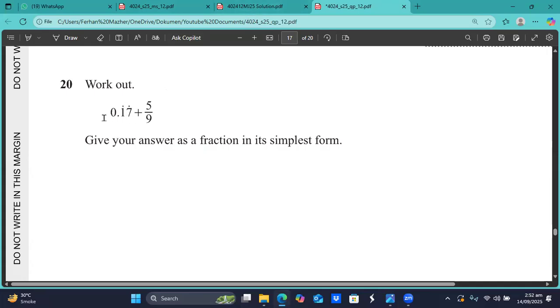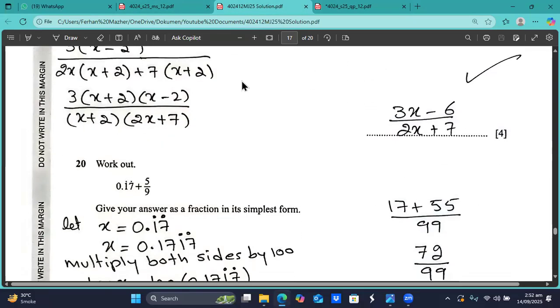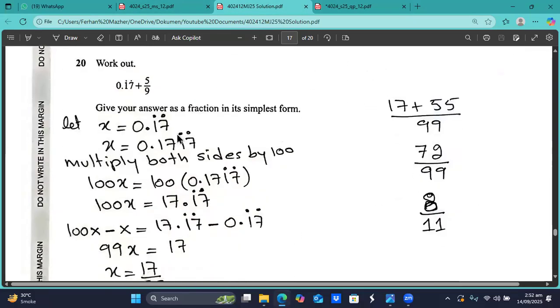So first of all, I have to take this and convert it into a fraction. This is the new topic which has been added. Okay, let me say that x is equal to 0.17 with the two dots on it. So I can write x equals 0.171717171717, that is, 0.17 and 17 and so on.